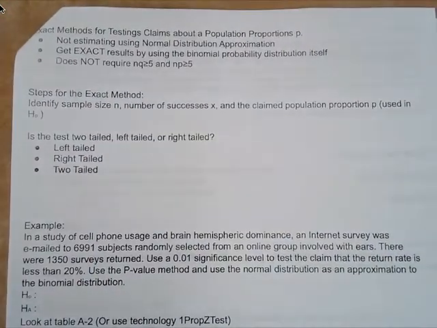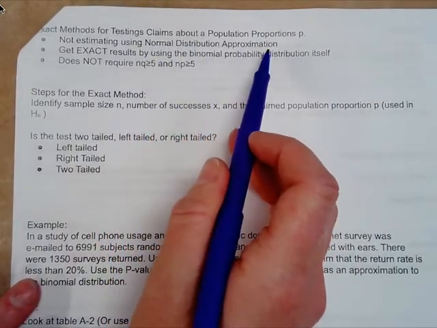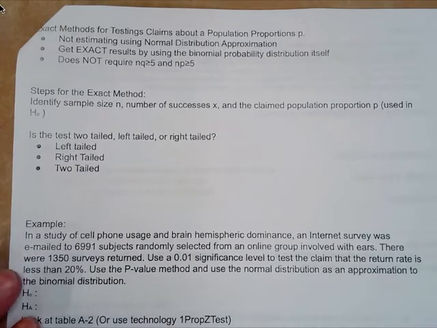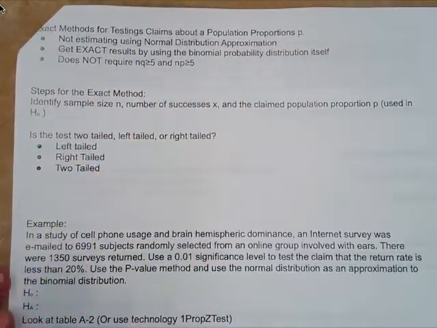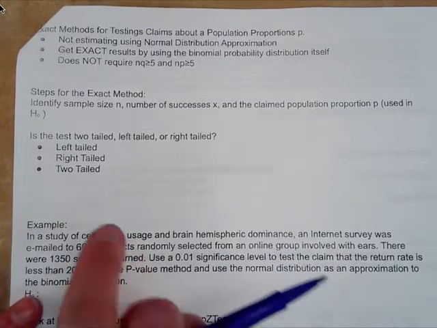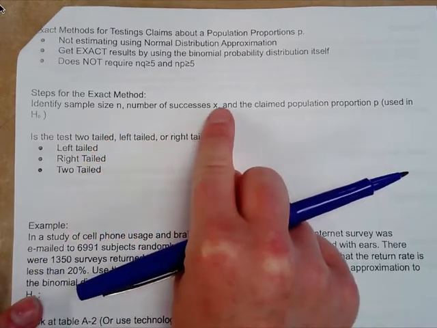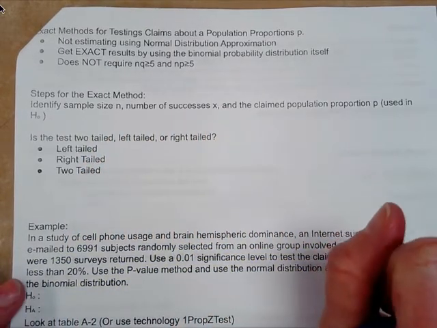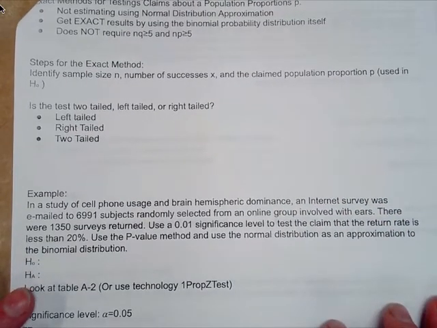Exact methods for testing claims are not estimated using the normal distribution. You get exact results by using the binomial probability distribution itself, and it doesn't require n times q to be greater than 5 and n times p to be greater than 5. So the steps are: identify the sample size n, the number of successes x, and your claimed population proportion used in your H-naught. Then decide whether it's left-tailed, two-tailed, or right-tailed.